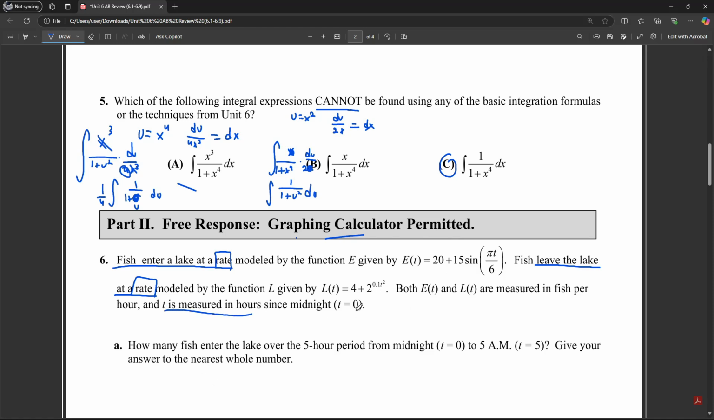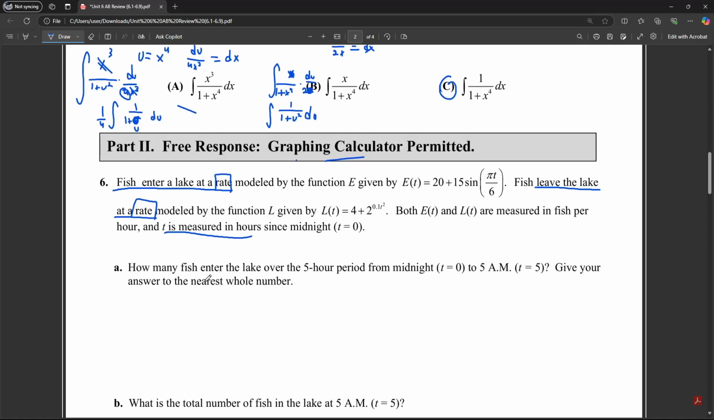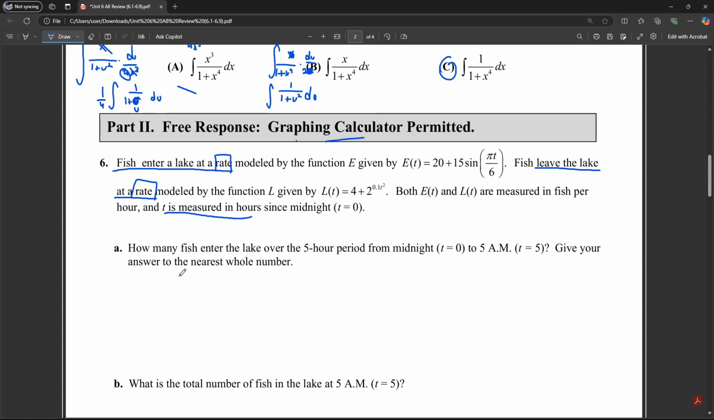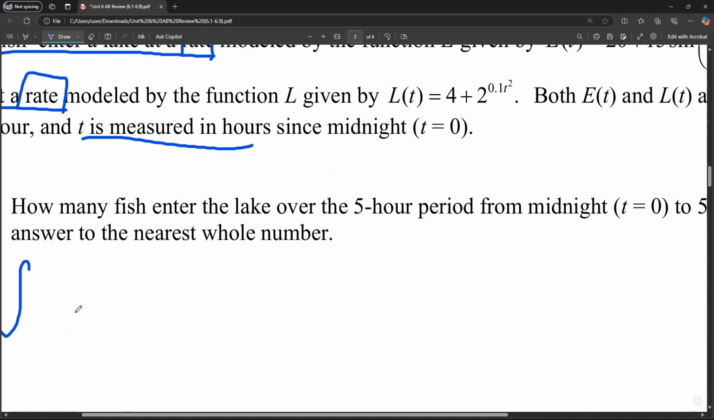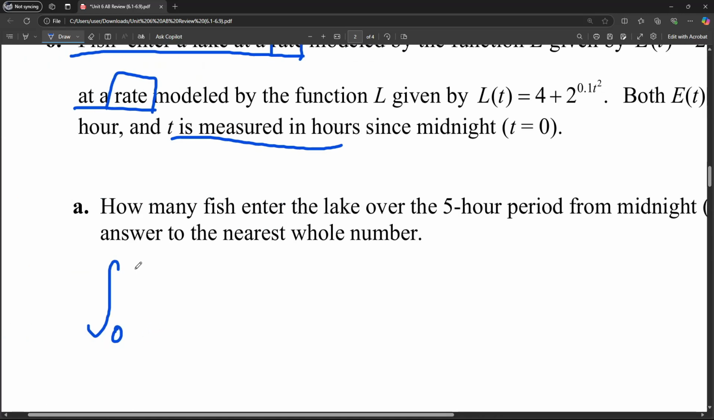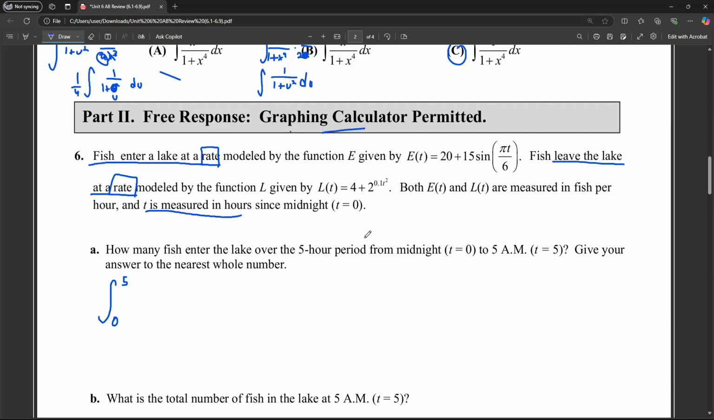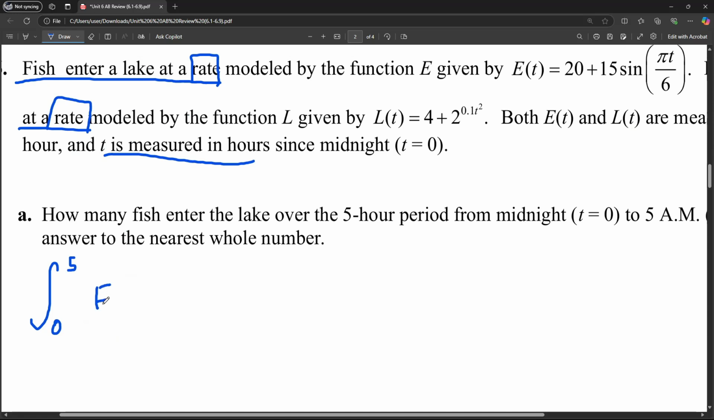Alright. So for part A, it says how many fish enter the lake over a 5-hour period from midnight to 5 a.m. So in order to do this, all we're going to do is go to E of t because we want to find how many fish enter. That's it. So we're going to take the integral of E of t from t equals 0 to t equals 5. So therefore, your lower bound is going to be 0, upper bound would be 5. And then I'm just going to write E of t, in this case, dt.